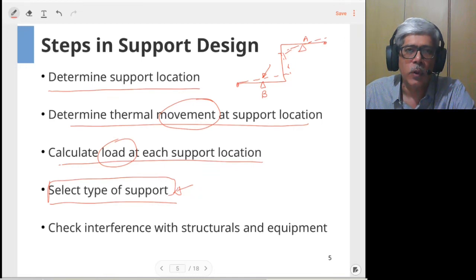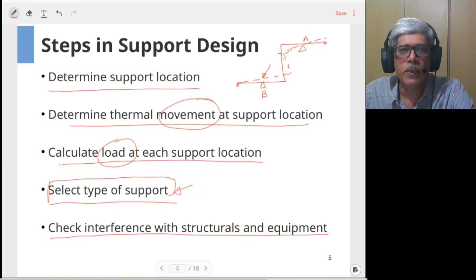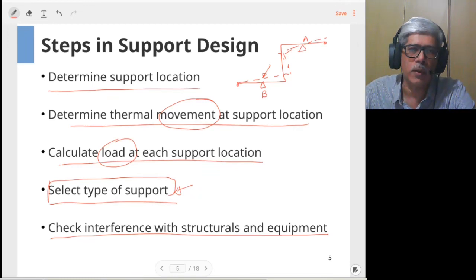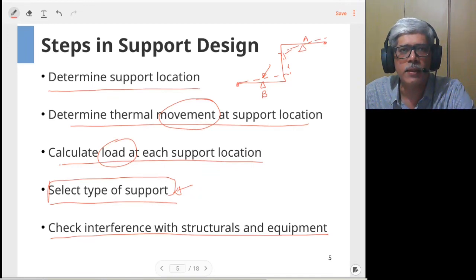Once you have finalized your support and sized it, the last part is to check the interference with the structurals and equipment. If your support is having certain size, you need space to anchor it. The steel structure should be able to accommodate your support, or if the support structure is interfering with parts of your vessel, the vessel may have some platforms or ladders which are moving around, your support should not interfere with them. So that needs to be done. Typically that is done at the detail engineering stage at a later stage, but that is one more check which is required before you finalize the support design.